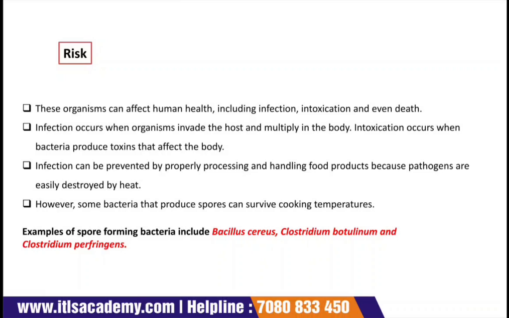Whenever I say these organisms, it simply means microorganisms, and these include bacteria, viruses, different types of mold, and yeast. So these organisms can affect human health. Which type of human health are they affecting? They include infection, intoxication, and sometimes even the death of a person.